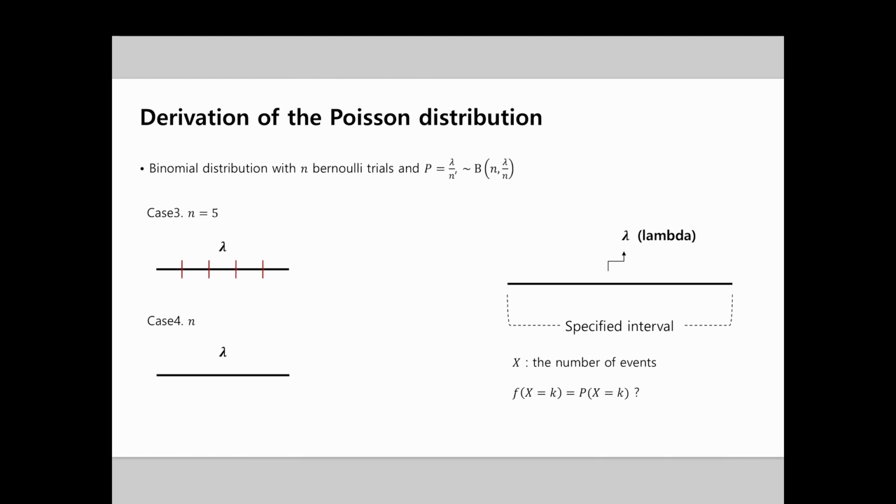Similarly, if this interval is divided into 5 equal parts, E1, E2, E3, E4, E5, and each interval has an average of lambda over 5. Right, okay. So the probability that x equals k is the probability that the sum of the number of occurrences in these 5 intervals is k.